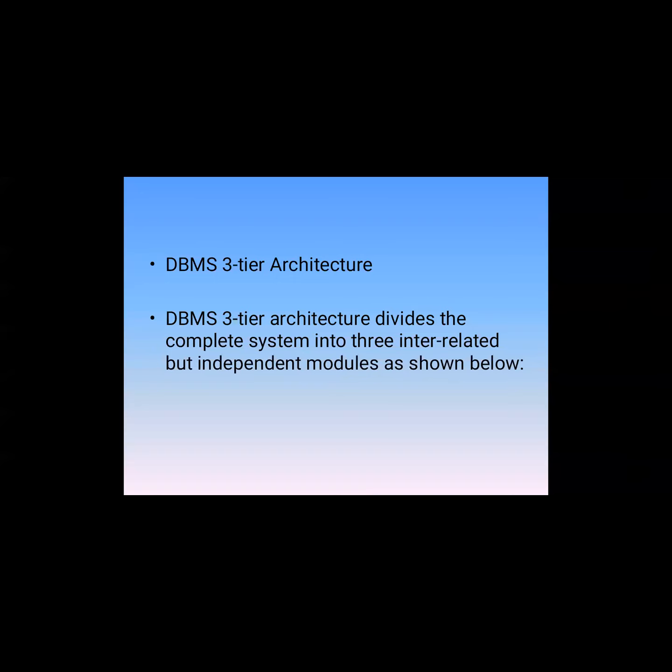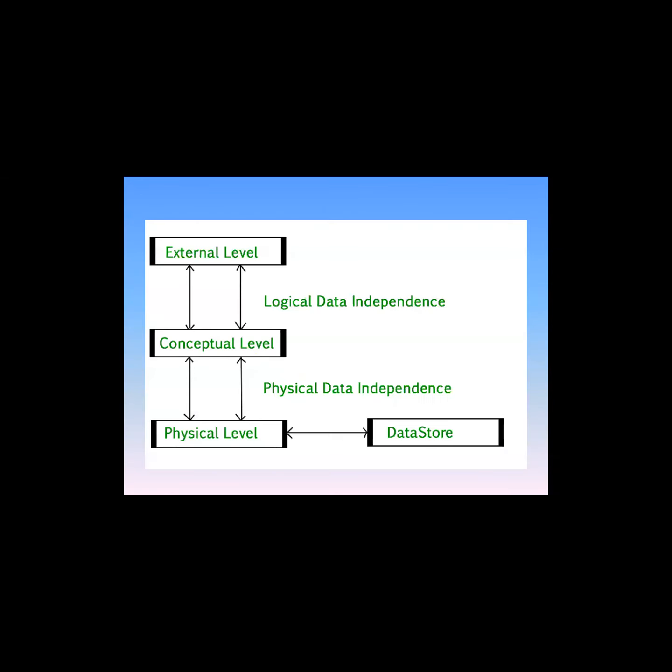So we can use any number of levels. For example, first of all, we try to see the three-tier architecture. DBMS three-tier architecture divides the complete system into three interrelated but independent modules shown below. If you observe here, this is the same as data abstraction: physical level, conceptual level, external level. That means here also we are maintaining three levels of the data.